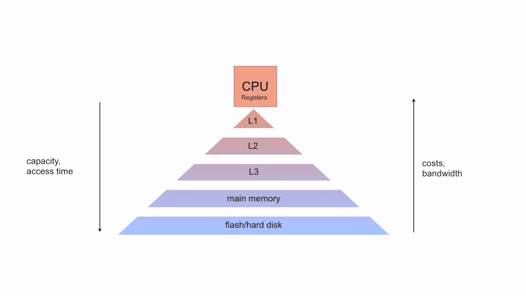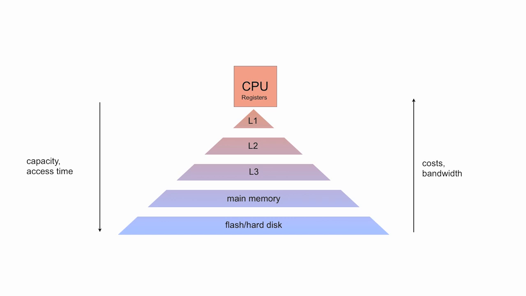The closer you get to the CPU, the higher the costs for the different media. So L1 storage is more expensive than L2 and so forth. In addition, the bandwidth also increases. The amount of data you can stream from a storage level to the CPU is higher the closer you get to the CPU. So you can stream more data from L1 to the CPU than from L3.